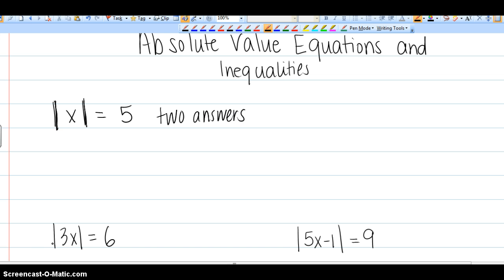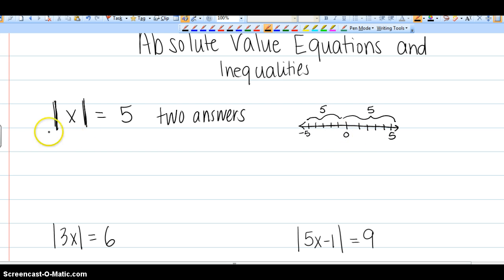And the reason we're going to have two answers is because if it's defined as a distance from 0, then the distance to 5 is 5, but the distance to negative 5 is also 5. So the reason absolute value problems have two answers is because it is defined as the distance from 0, and no matter if you go in the positive direction or the negative direction, your distance is still a positive answer.